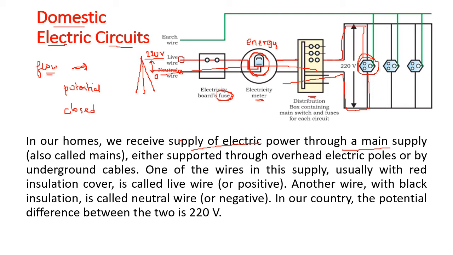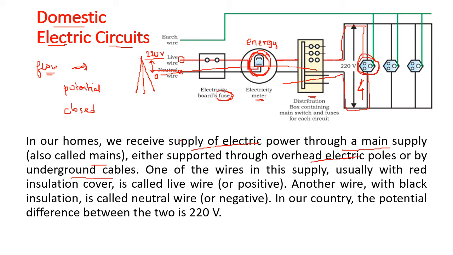And in this device here, there is an electrical switch. The switch is always in the open state. Only when you press the switch, the circuit is complete and electricity will start to flow. And when the energy is flowing, this meter will read how much energy we are using. Now these are called the mains. The main supply is also called the mains, which are supported on overhead electric poles or by underground cables.